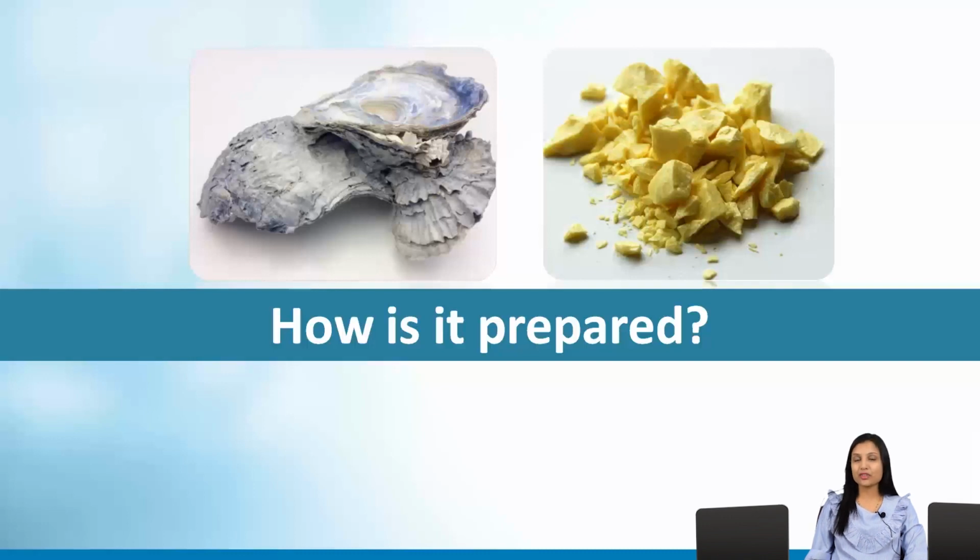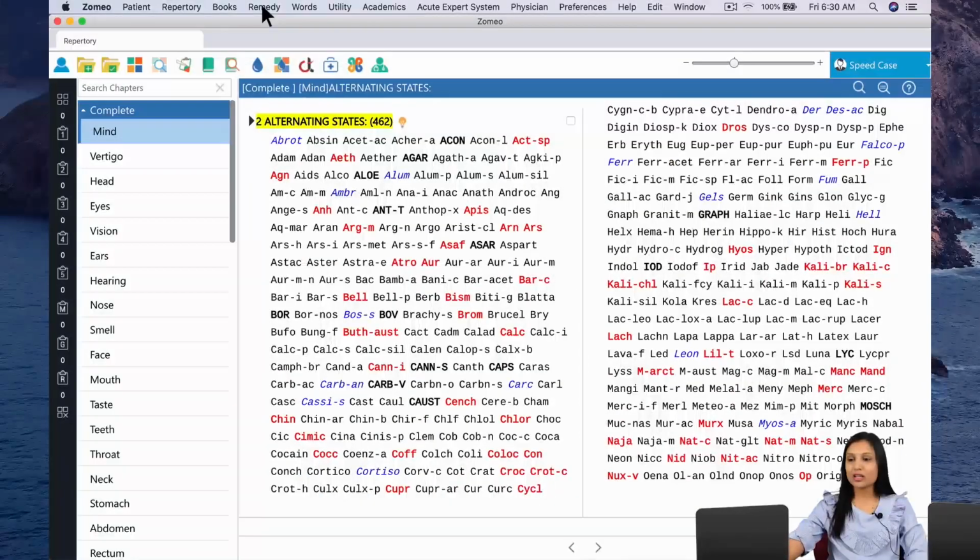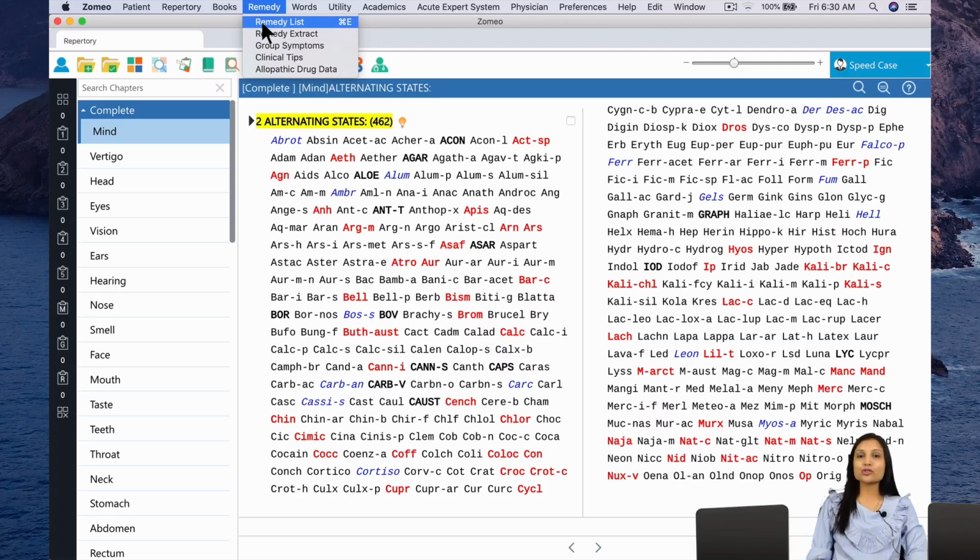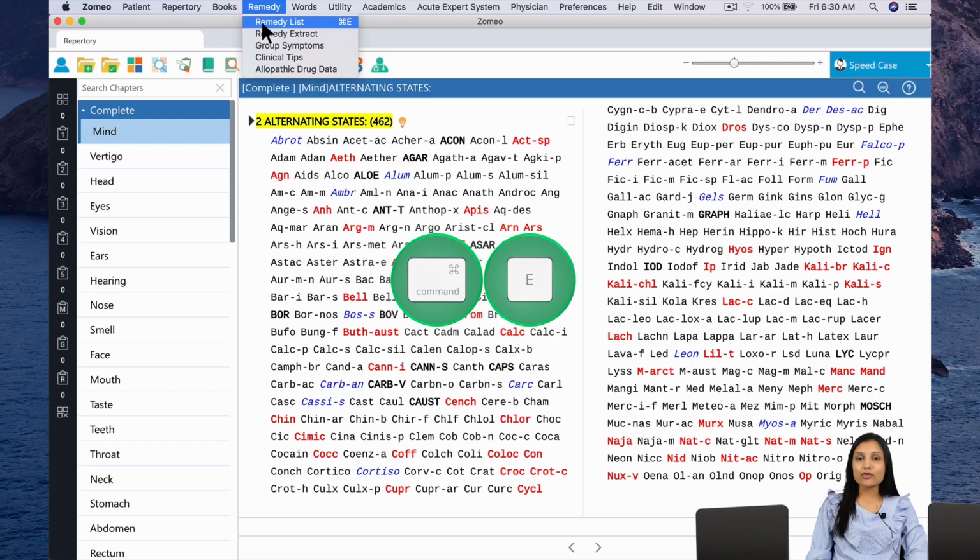So, if you would like to see how a remedy is prepared from any particular book, what we do is click on the module Remedy. So let us go to the software right at the start. Click on Remedy from the topmost menu bar and click Remedy List. Alternatively, you can also press Command E from the keyboard.